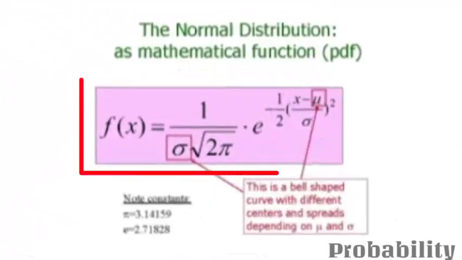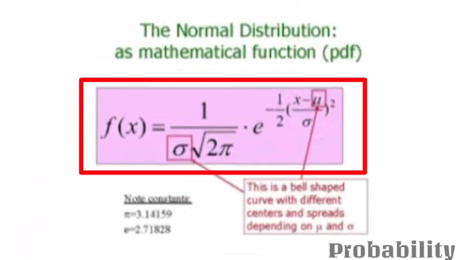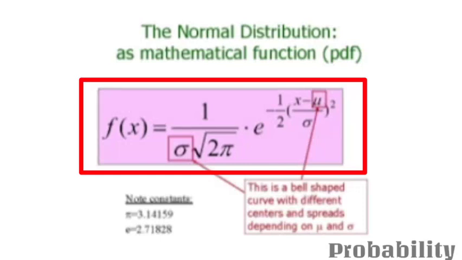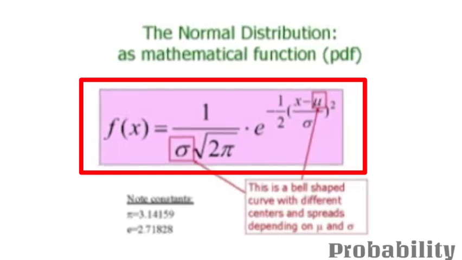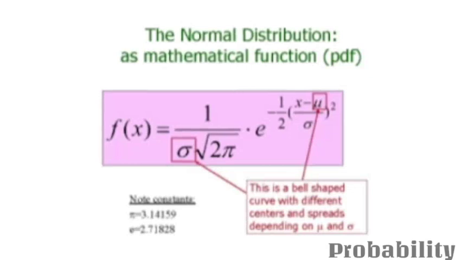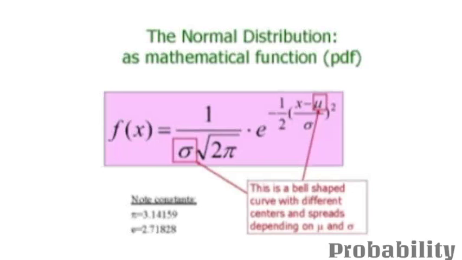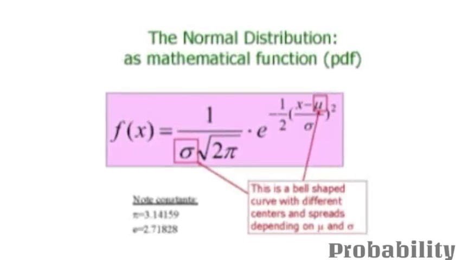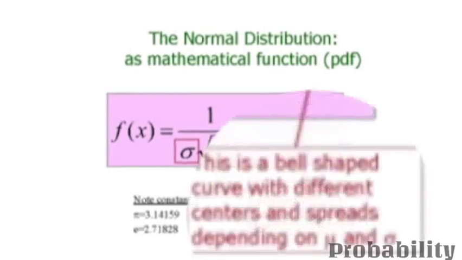The Gaussian formula is 1 divided by the standard deviation times root 2 pi, multiplied by exponential to the power of minus half times (x minus mu divided by sigma) the whole squared. Here mu is nothing but our mean. So again, the variance and the mu give a bell curve with different centers and spreads, depending on the mu and variance values.